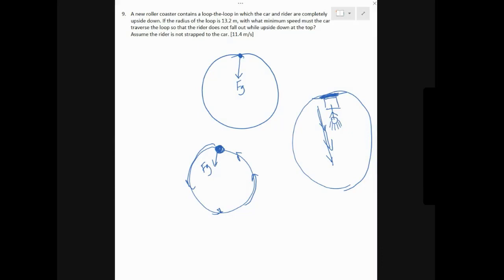And that's the same situation that's happening with this rider on the roller coaster. When the car just barely makes it around the loop-de-loop, it's going with a minimum speed, the minimum speed that the car has when it travels the loop so that the rider doesn't fall out while they're upside down. So they make a circular path is when the normal force is zero.